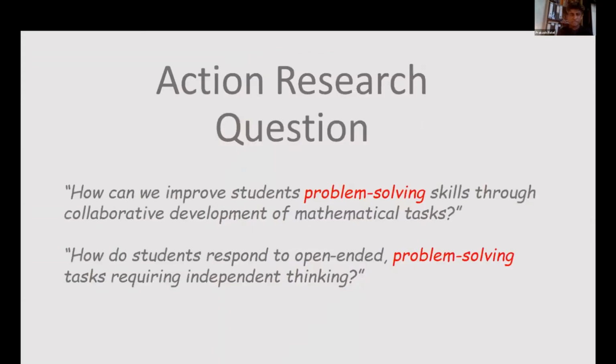So finally, our action research question, we've got two actually. How can we improve students' problem solving skills through collaborative development tasks? But also, how do students respond to open-ended problem solving tasks that require independent thinking? And Lee Myring is going to talk about the second one now, followed by John, who'll talk about the first question. So over to you, Lee.